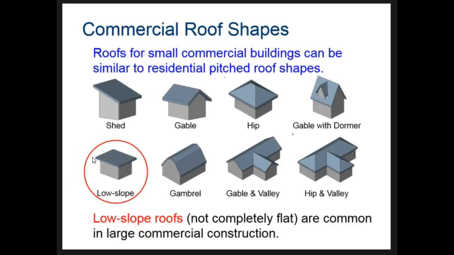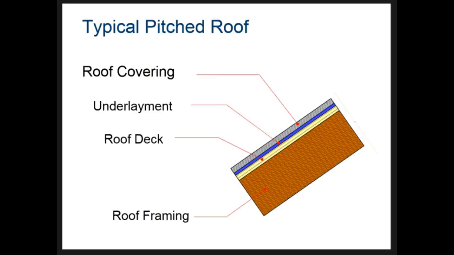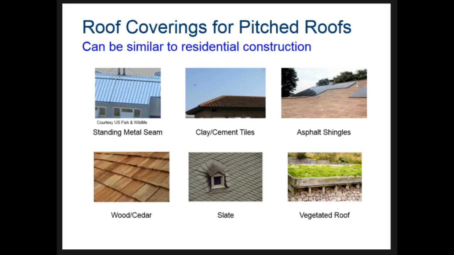If you think about tall commercial buildings, most of them have a low slope. It's not completely flat, we talked about that before. You can have some other ones just to make interesting architectural parts on our buildings, but typically they're low slope. Here's our parts of a roof, still very similar to commercial or to residential. And we see the same kind of roofing materials we've seen before.